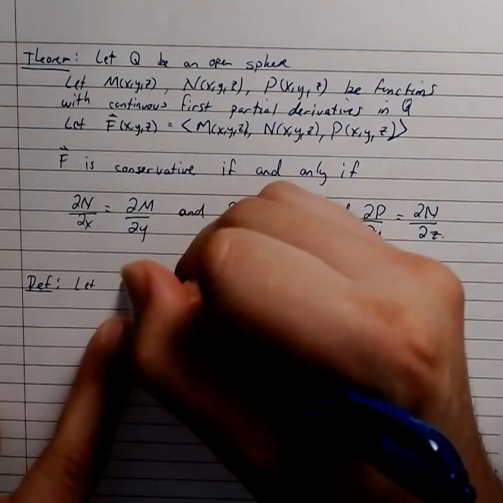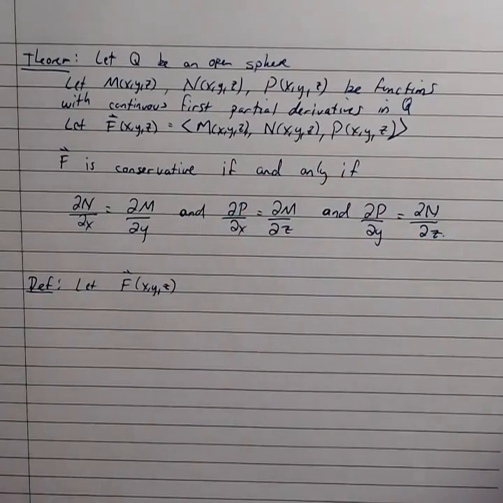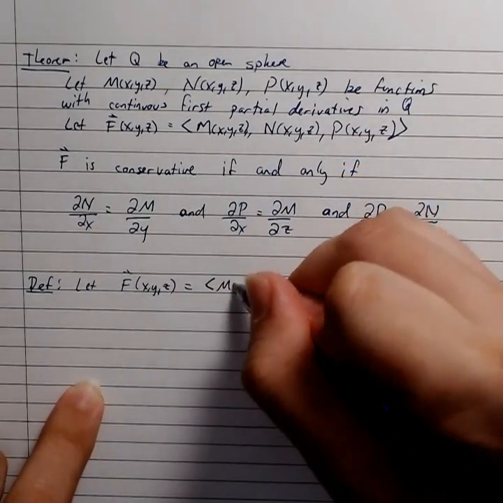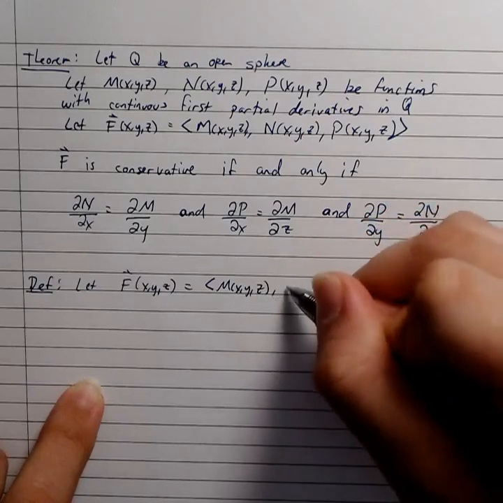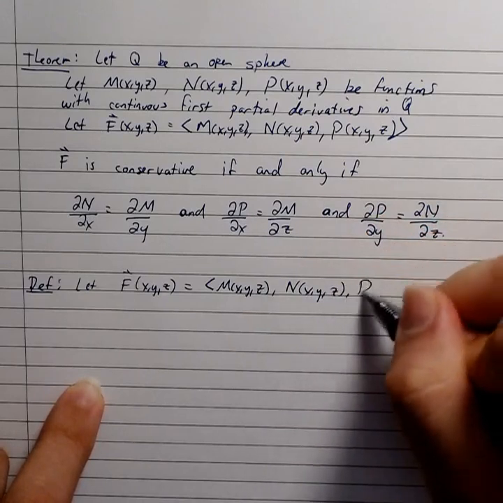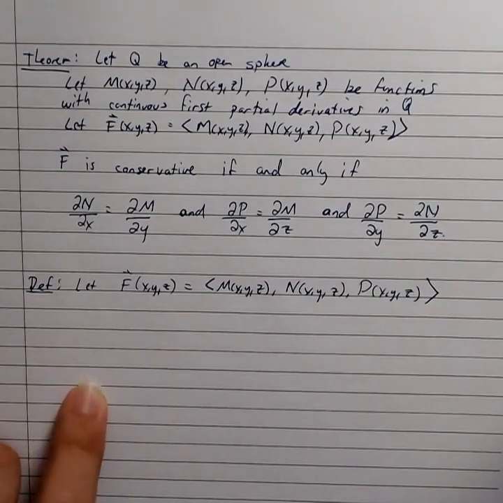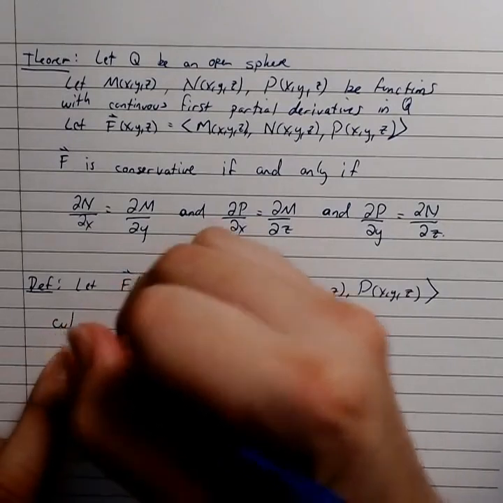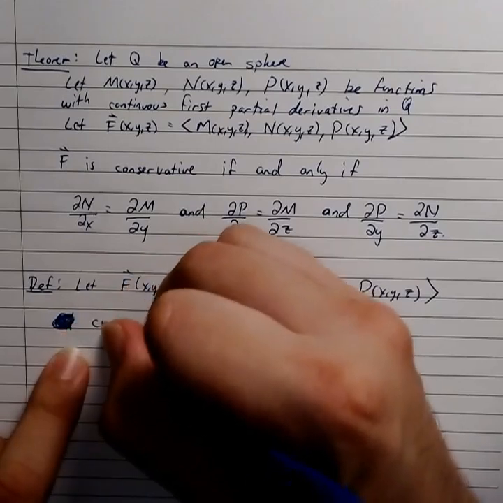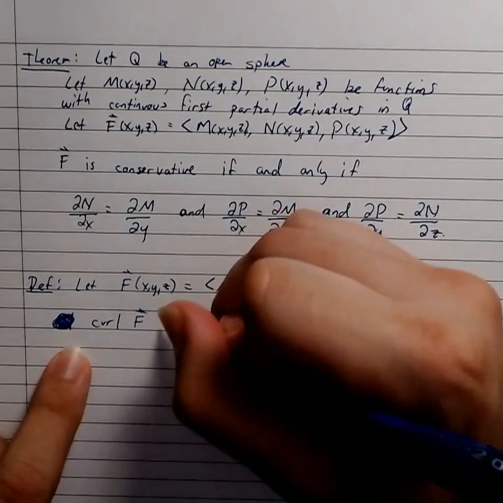So let f of x comma y comma z be a vector field given by 3 component functions: m of x comma y comma z, n of x comma y comma z, p of x comma y comma z. Right. Then the curl. Oops, I misspelled a word with 4 letters. That takes some talent.